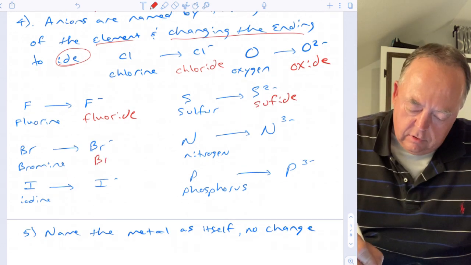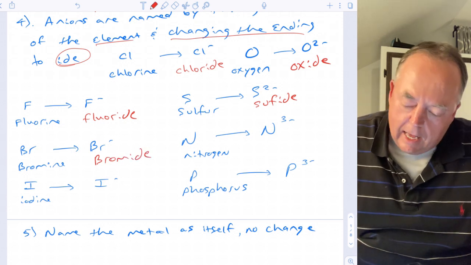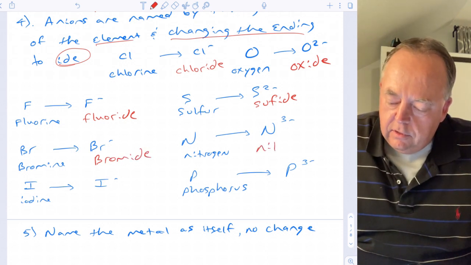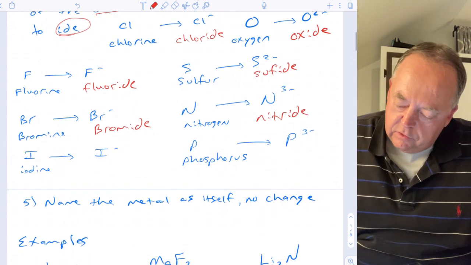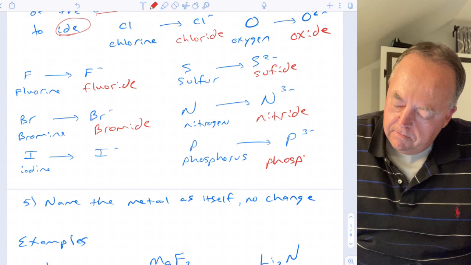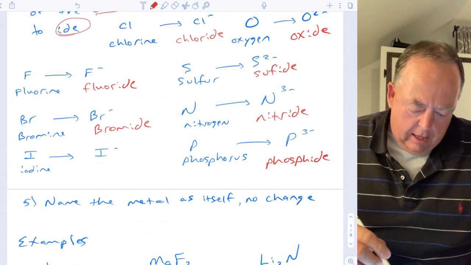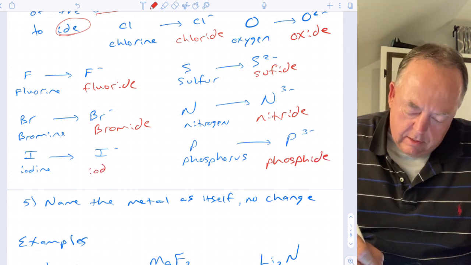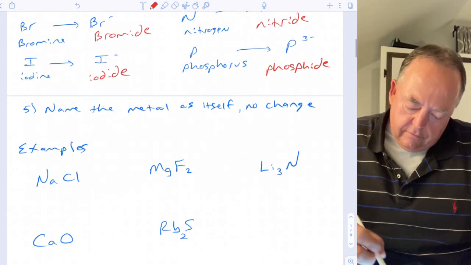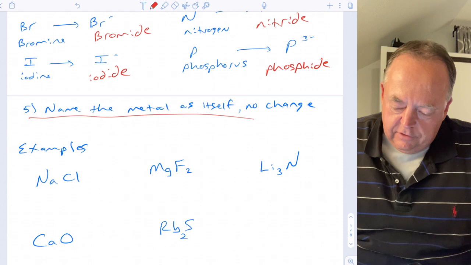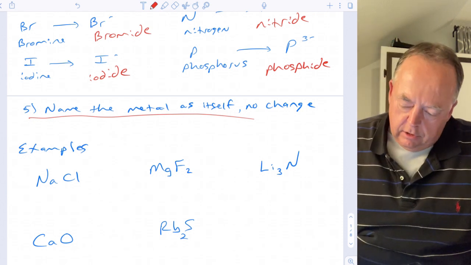Bromine becomes bromide. Nitrogen becomes, if it's N3 minus, nitride. Phosphorus would become phosphide. And iodine would become iodide. Okay, so fifth, you name the metal as itself, so you don't change the name of the metal. So let's take some examples.